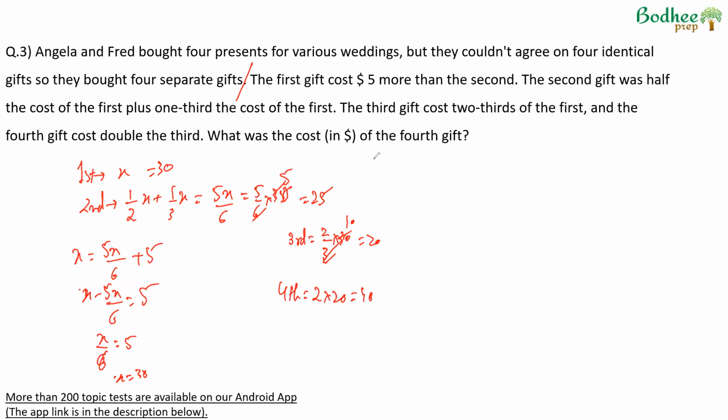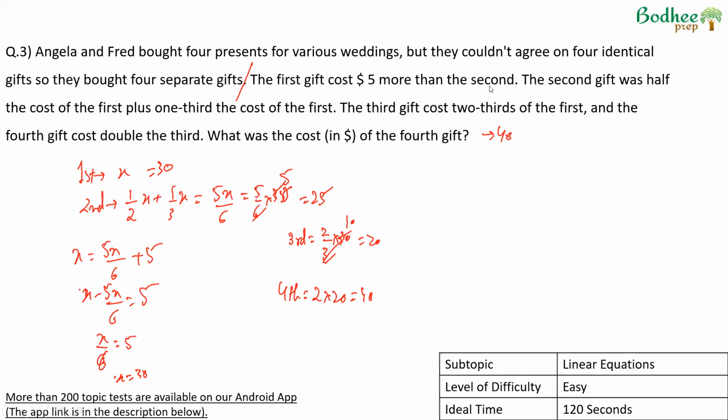What was the cost of the fourth gift? 40 becomes my answer. I think basic linear equations, easy question. Since there are four values, the time might go up to about 2 minutes, but overall easy question.